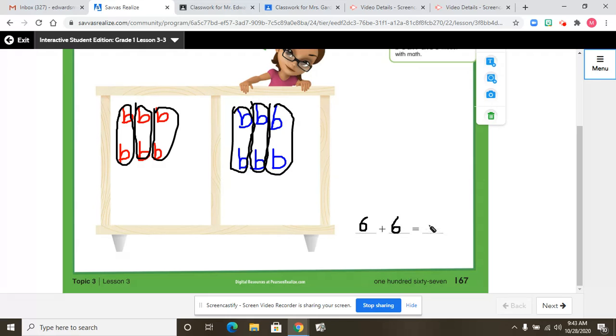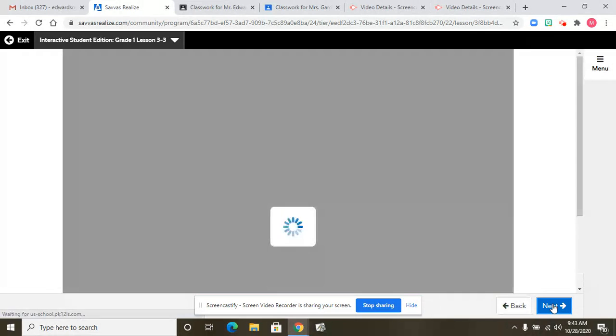So 6 plus 6 equals 12. Now, could you count these up by ones and still get 12? Yes. Whatever's easiest for you. Okay, if you are finished with that page, turn to the next page.